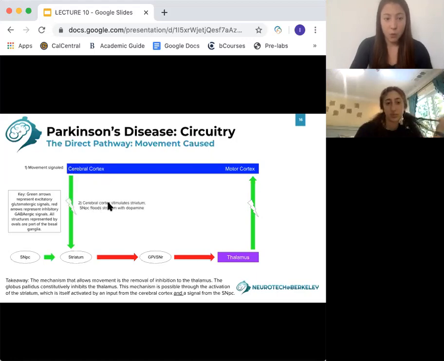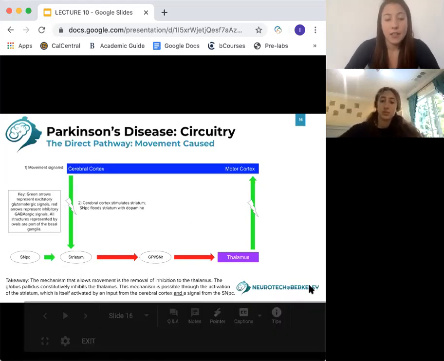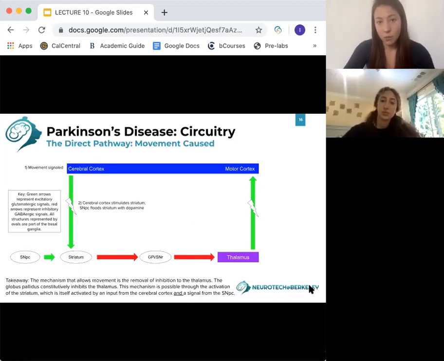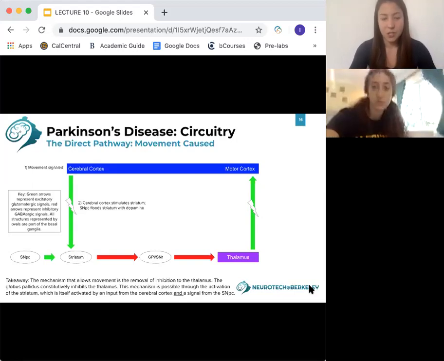We have the cerebral cortex stimulating the striatum, and it's also important to note that the substantia nigra pars compacta floods the striatum with dopamine. This pathway between the substantia nigra pars compacta and the striatum is called the nigrostriatal pathway, and that's where all of the dopaminergic neurons die in Parkinson's, which I'll have a better visual of in the coming slides, but just keep that in mind.